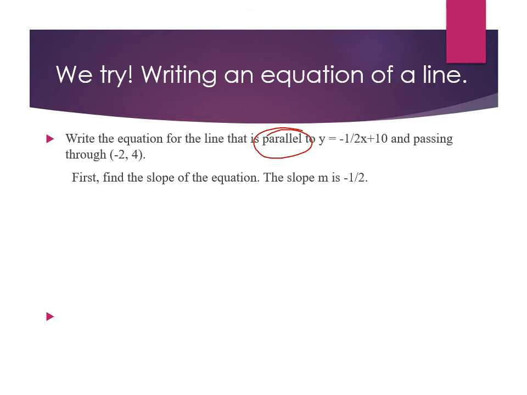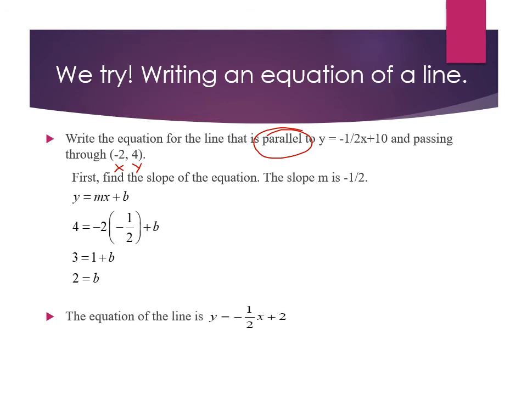Now, again, they gave us a point. Your point has an x and a y. So you're going to plug your x and y in along with your m, and you're going to calculate your b, which is 2. You now know your slope. You know your y-intercept. The equation is y equals negative 1/2 x plus 2.